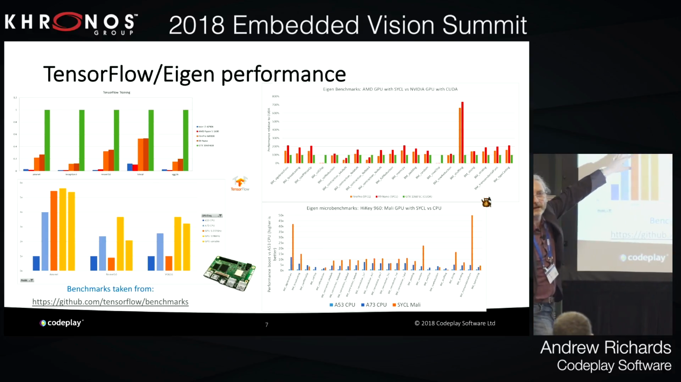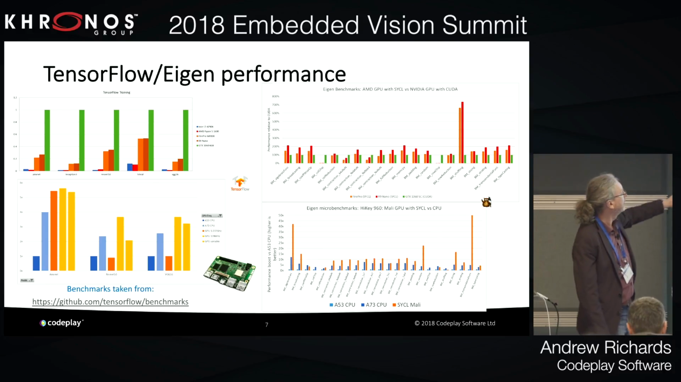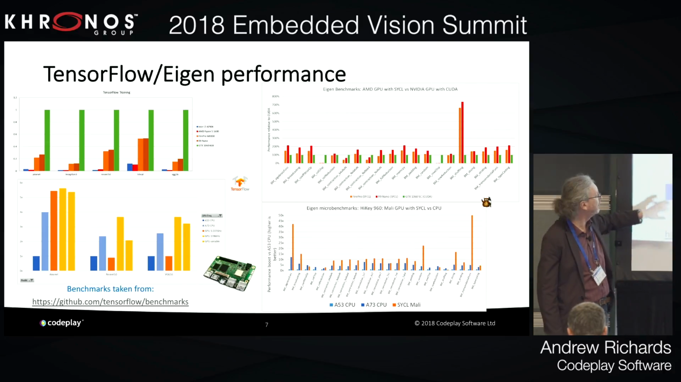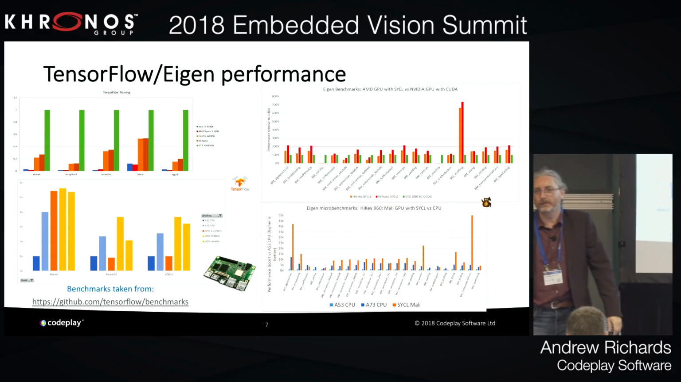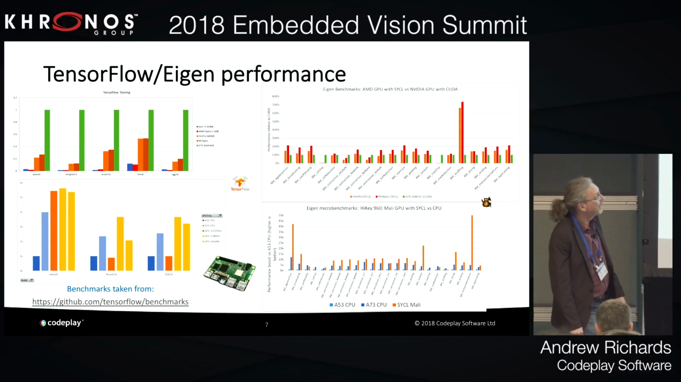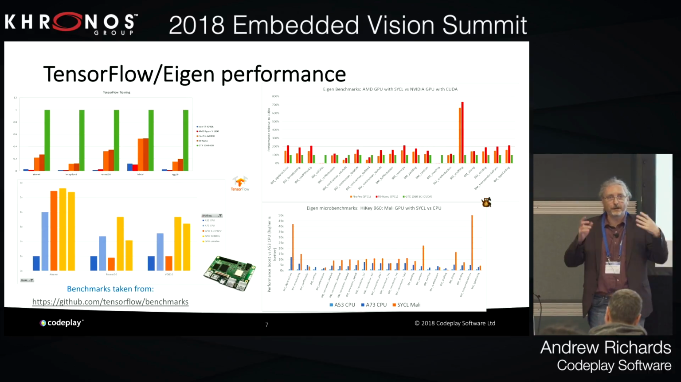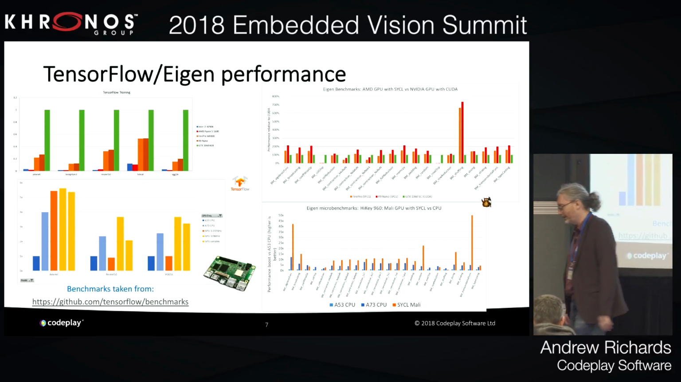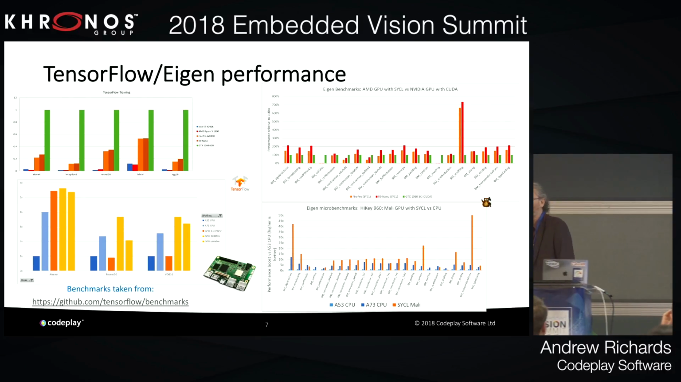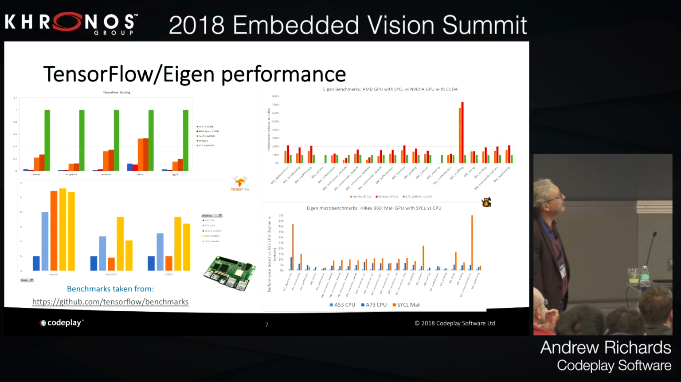We do get acceleration on real networks compared with, this is the little cores and this is the big cores. So we do get performance improvements by running it on the GPU. And yes, full TensorFlow designed to run on a big data center does actually fit on a board this small. You can get it for $250 or something from Amazon and run all of this stuff.